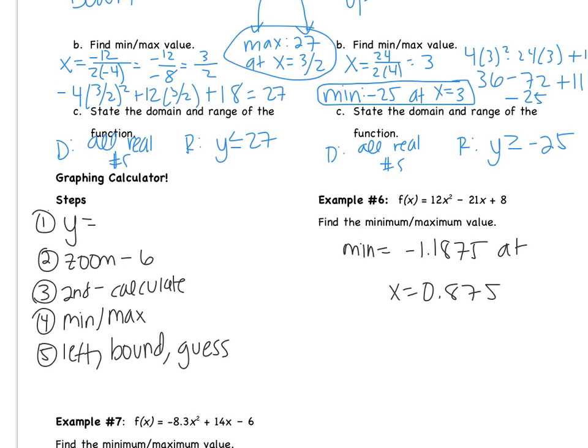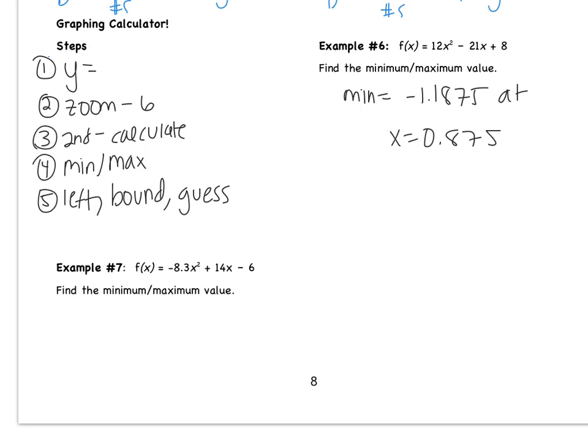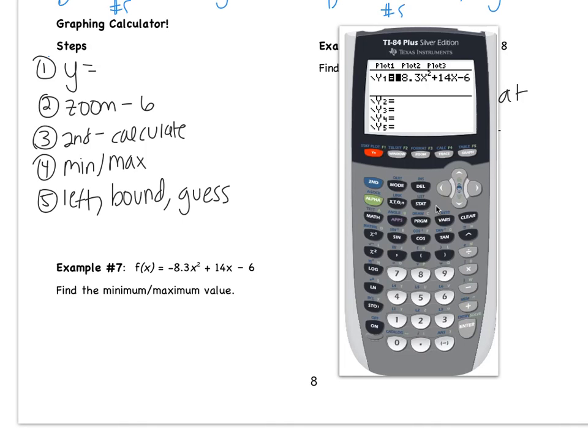Let's go down and look at the next example. So here's our example number 7. Again, we're going to do this in the calculator. So if you would take out your calculator right now and enter this into y equals, please. Okay, so that's what I've done right here. I went to y equals and I entered in my equation. Now you're going to go zoom and hit number 6 so that we can see our parabola.